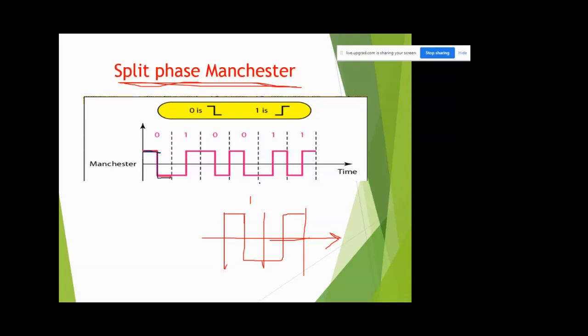Okay, actually this is not correct. I'm drawing here correctly the signal for this particular signal. This is not correct actually. Okay, I'm drawing here the corrected format.